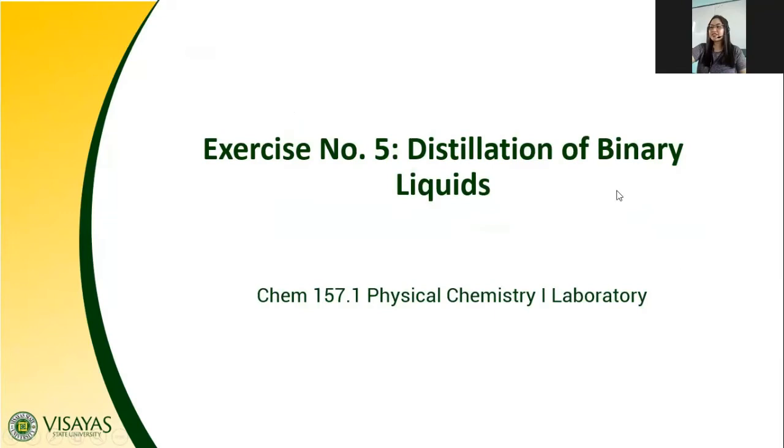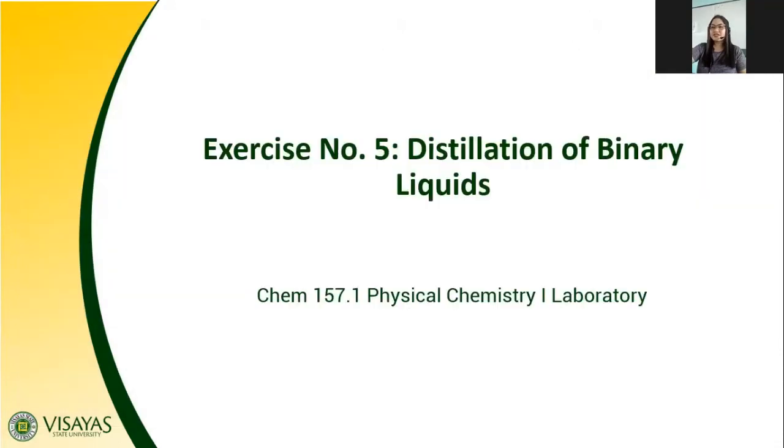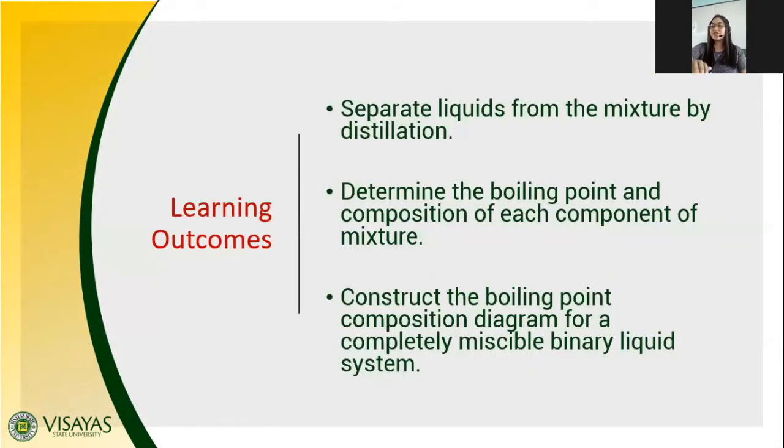So this is our exercise number 5. Our learning outcomes for this exercise: first, you have to separate liquids from the mixture by distillation. Second, you determine the boiling point and composition of each component of the mixture. And the last one, you will construct the boiling point composition diagram for completely miscible binary liquids.